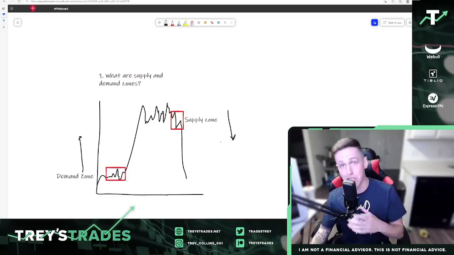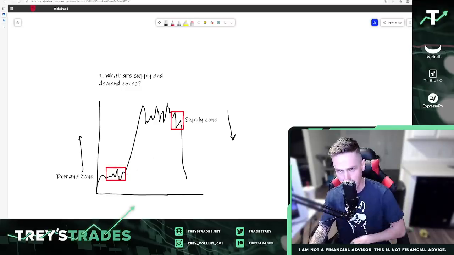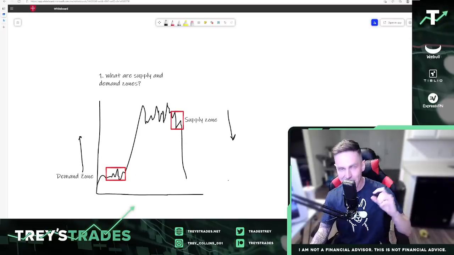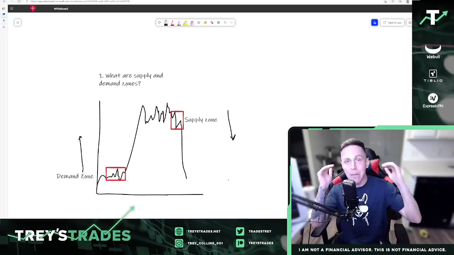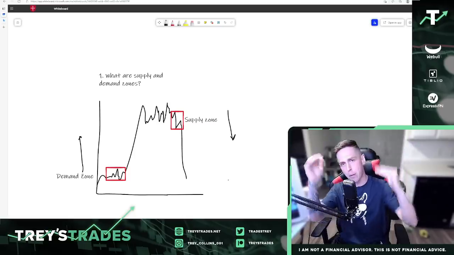Now, the cool thing about a supply and demand zone is it's all dependent on where the price action is, right? You can look at the overall price action. I'll show you this on an actual chart here in a second so that you can see exactly what I'm talking about. But there are sometimes supply zones that are respected as demand zones and vice versa. It depends on how the price is reacting to them.